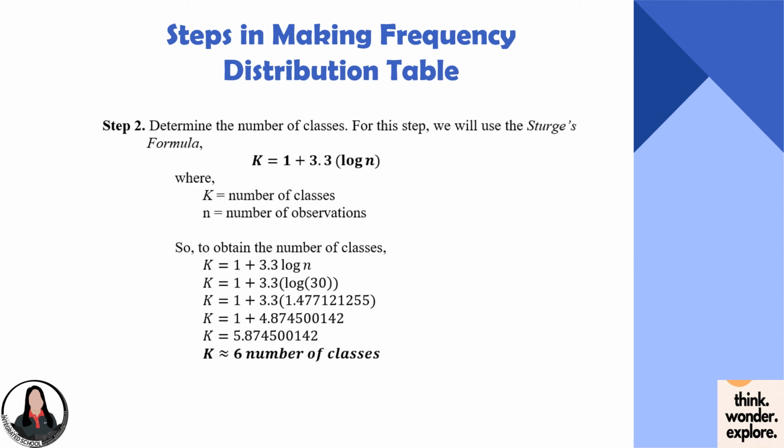Step 2, determine the number of classes. For this step, we will use Sturges' formula, k equals 1 plus 3.3 log n, wherein k is the number of classes and n is the number of observations. We can use a calculator: press 1 plus 3.3, then the log key, found on the upper right side of the calculator, then type the value of n, which is 30. This gives us 5.874500142. Approximately, that is 6 classes. So let us remember that we will make 6 classes.